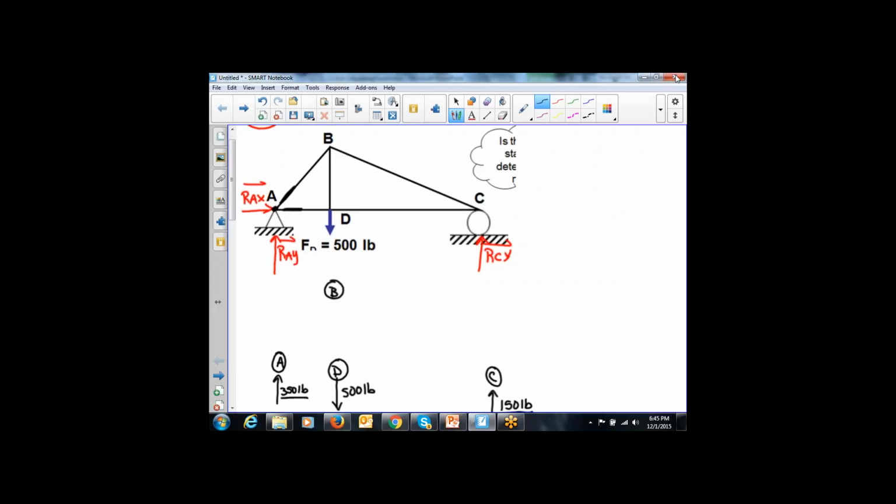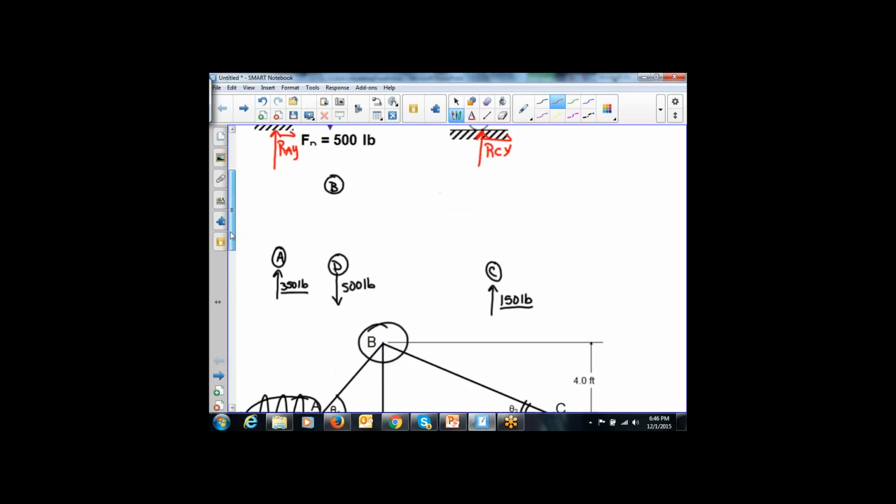So that being said, if this member was my kid in the middle and their arms were pulling in, then that's what their arms would be doing. If my kid was here standing between A and D, their arms would be pulling in, which is why I'm going to document the member's reaction force.